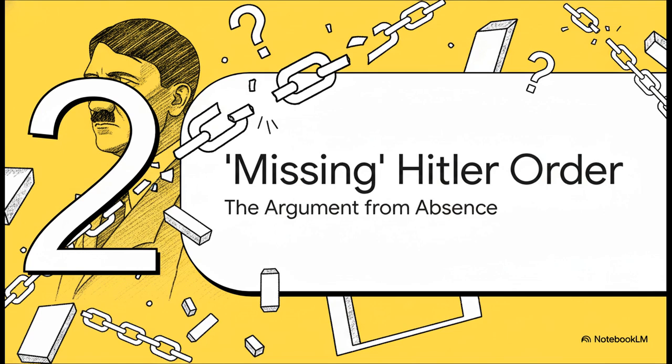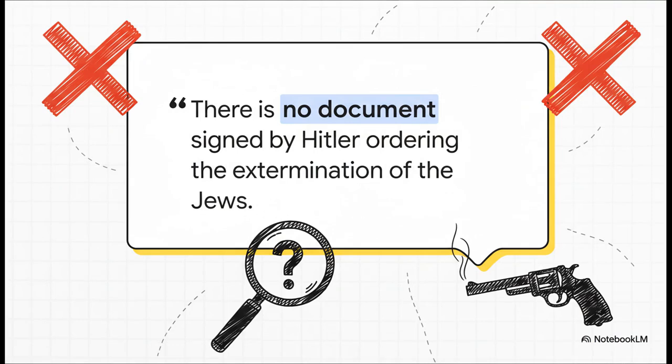All right, so now that we get the hero persona he's created, let's look at how he actually builds his case. And the very first pillar is probably his most famous, maybe his most powerful. It's what you'd call an argument from absence, and it centers on one person, Adolf Hitler. There is no document. That's the line. It's simple, it sounds factual, and it's a huge challenge to mainstream history.